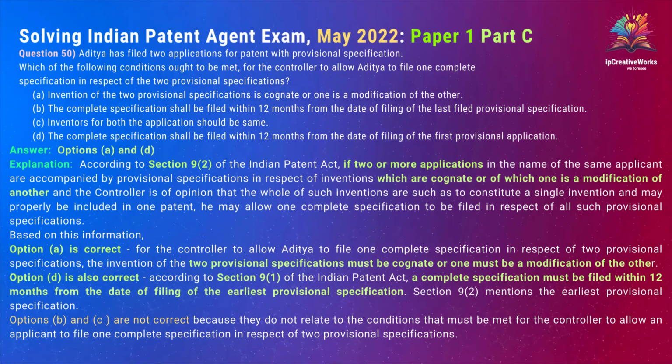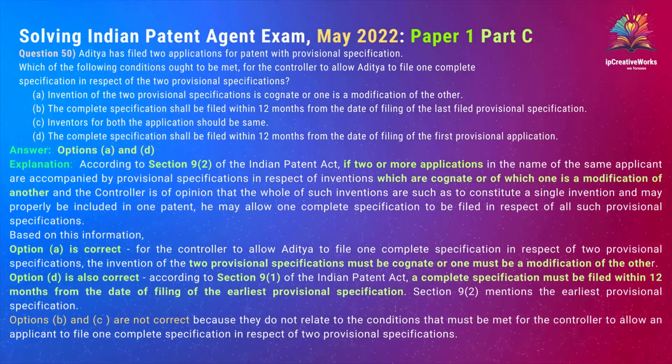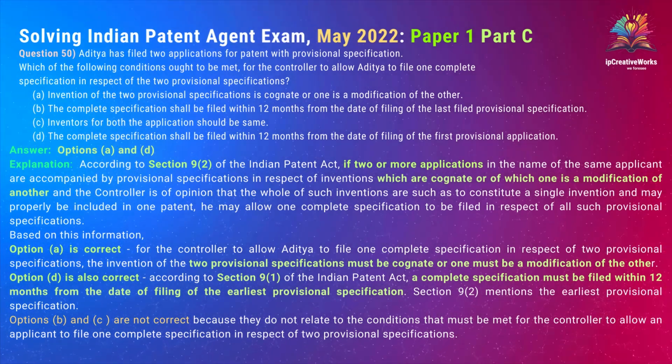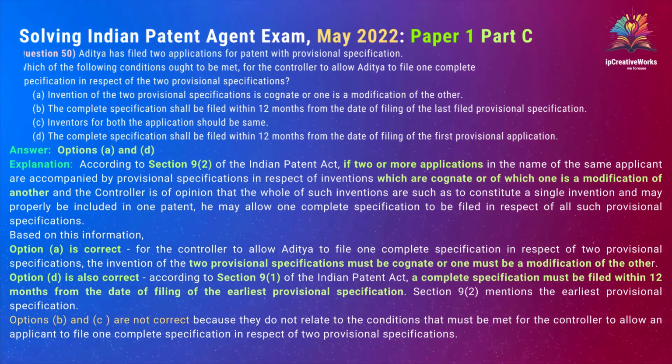Option D is also correct. According to Section 9(1) of the Indian Patent Act, a complete specification must be filed within 12 months from the date of filing of the earliest provisional specification. Section 9(2) mentions the earliest provisional specification. Options B and C are not correct because they do not relate to the conditions that must be met for the controller to allow an applicant to file one complete specification in respect of 2 provisional specifications.